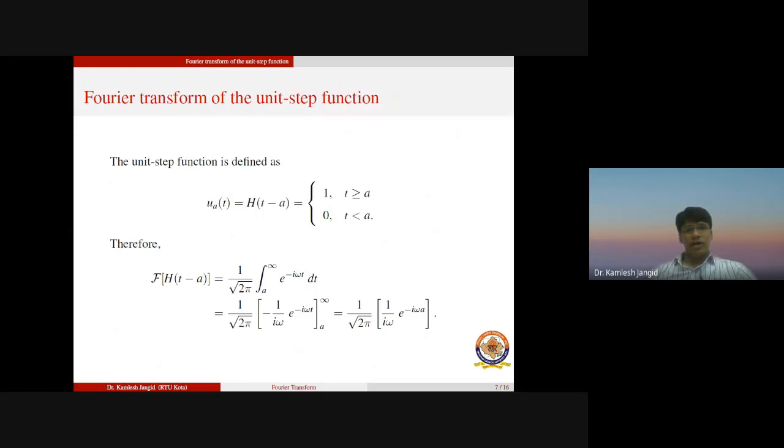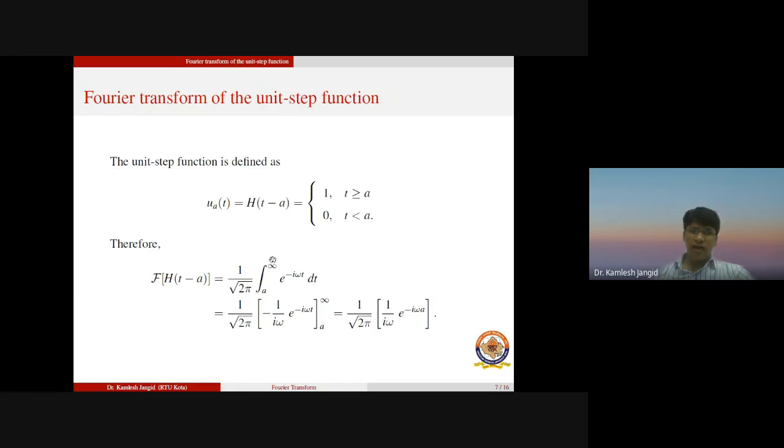Next, we define the Fourier transformation of the unit step function. The unit step function is defined as u of t minus a equals the Heaviside function of t minus a, and it is 1 for t greater than or equal to a, and it is 0 for t less than a, right? So therefore, the Fourier transformation of this Heaviside function or unit step function is equal to 1 upon root of 2 pi, integration from a to infinity, because it has non-zero value for t greater than or equal to a, and it is 1. So therefore, this is 1 times e raised to the power minus iota omega t dt.